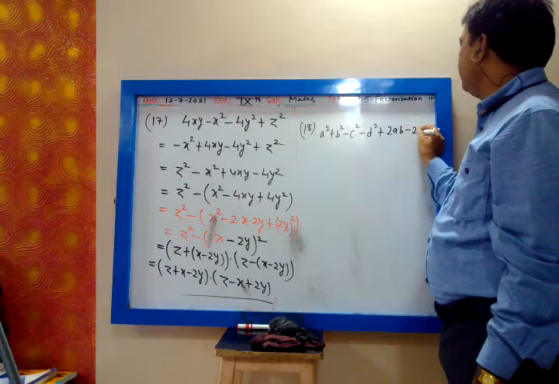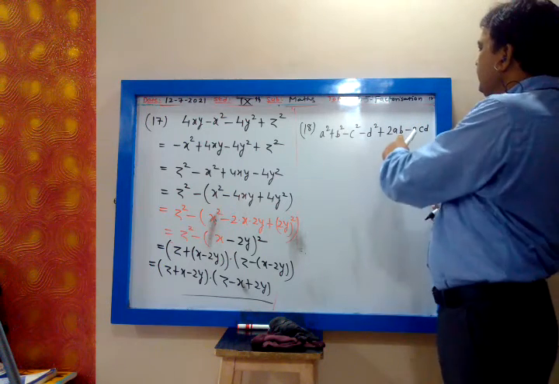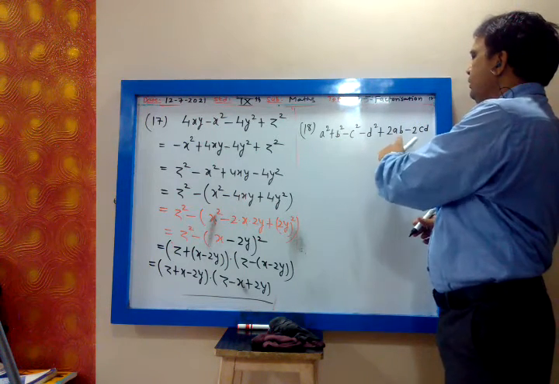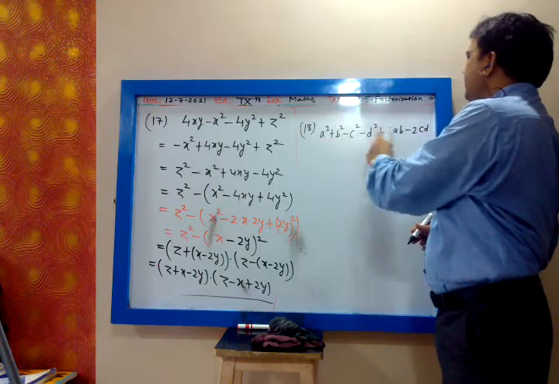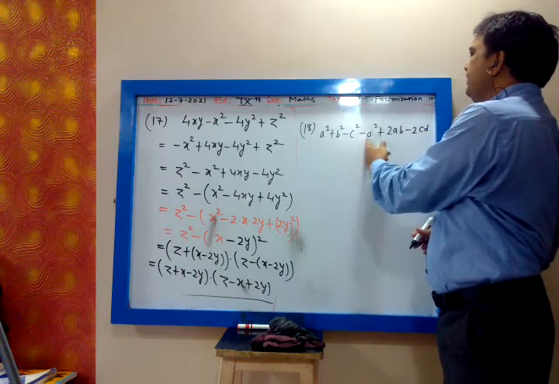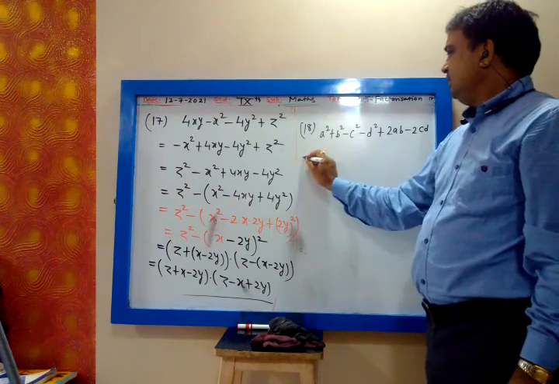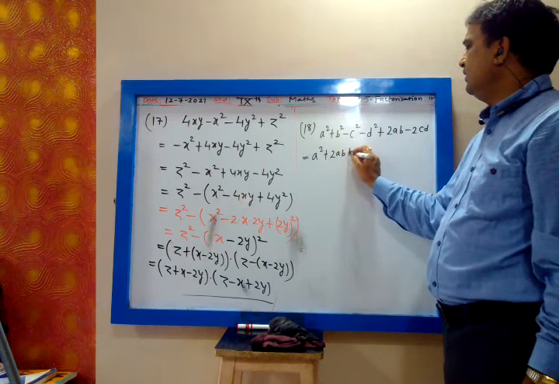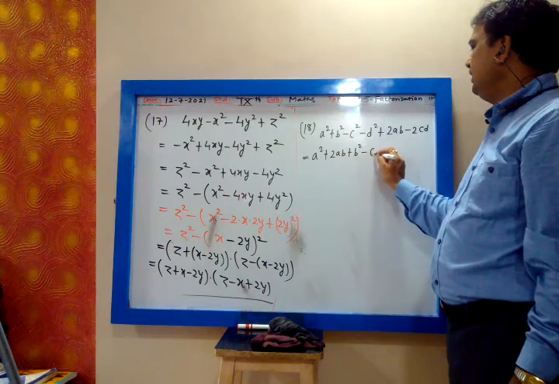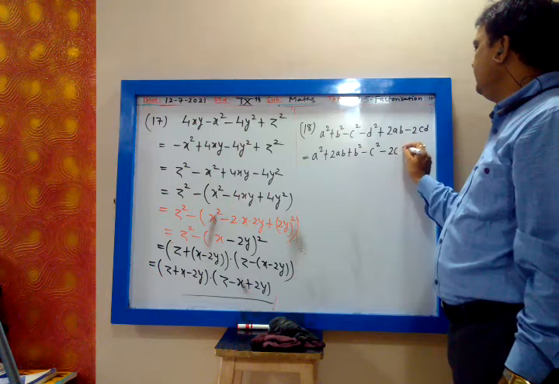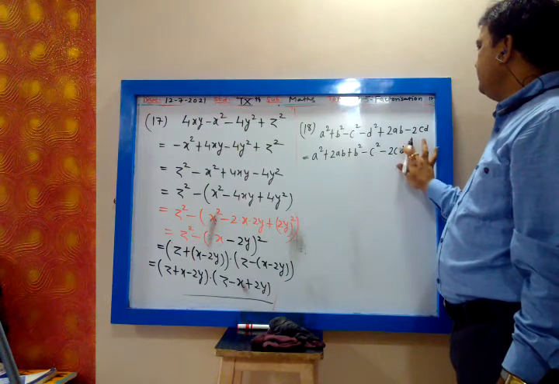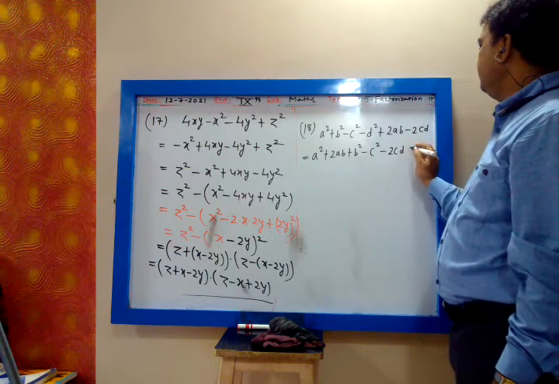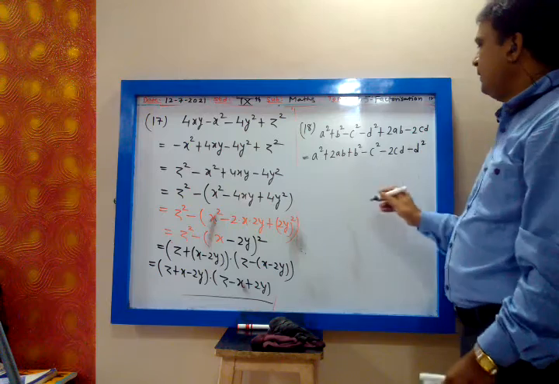So 2ab I will take with a square and b square. 2cd I will take with c square and d square. So this I will write as a square plus 2ab plus b square, rearrange the terms, minus c square minus 2cd minus d square.